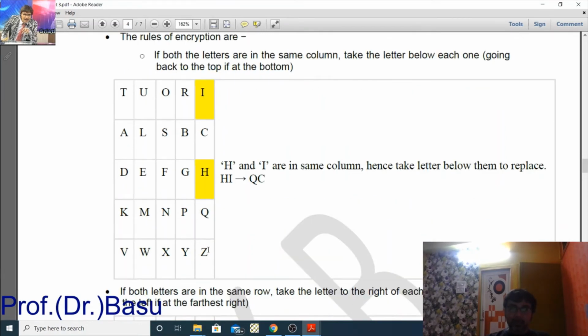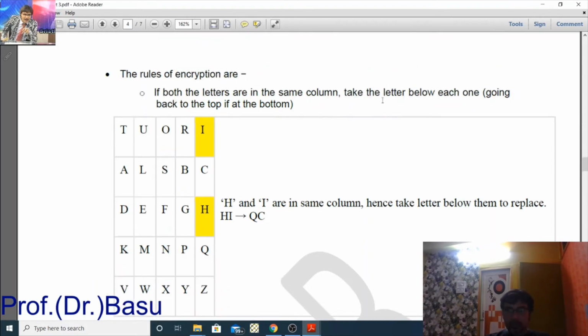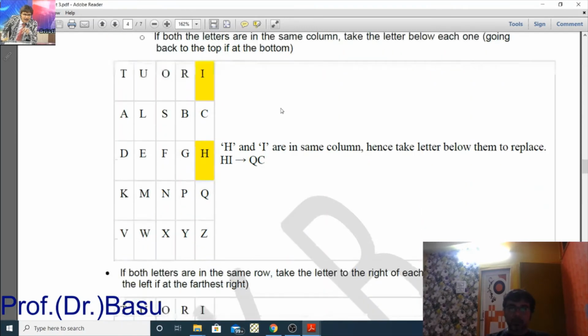If it had been the last one, say Z, then we would have used the character of the top room, right? So the rule is take the letter below each one, going back to the top if at the bottom. If the character from the plain text is placed at the bottom, then it will be replaced by the one back at the top of it, right?